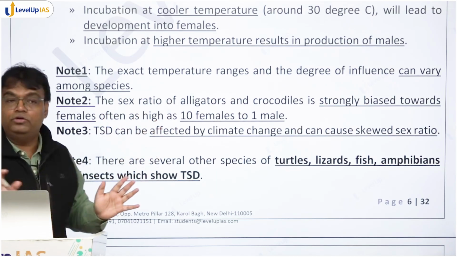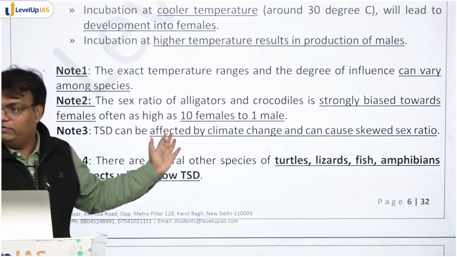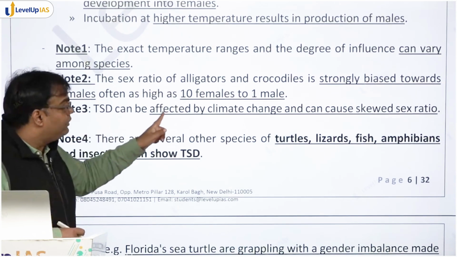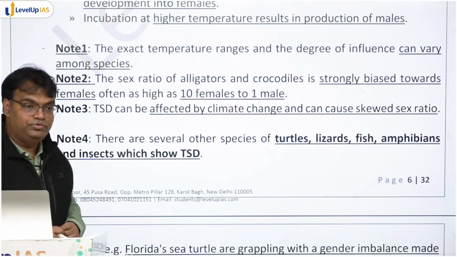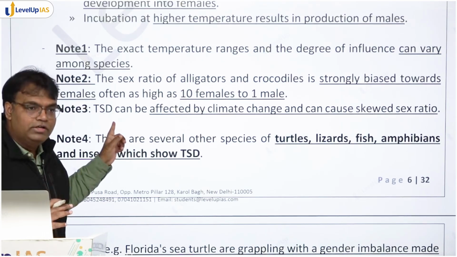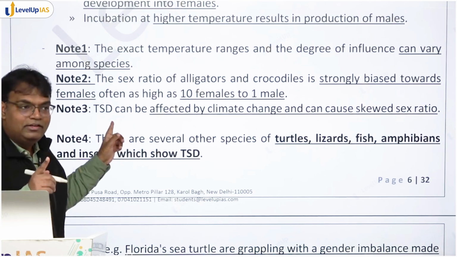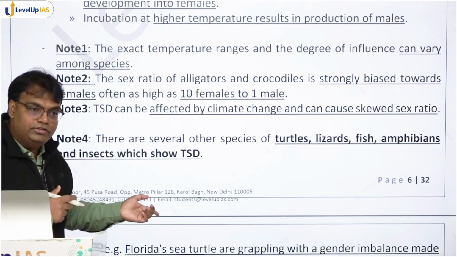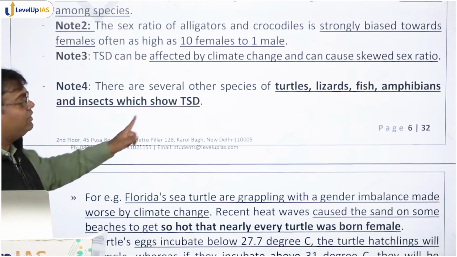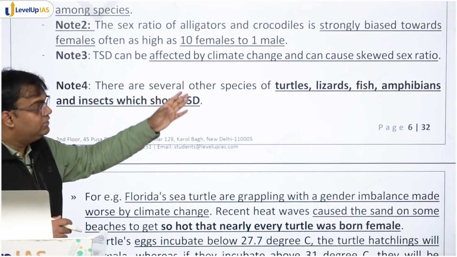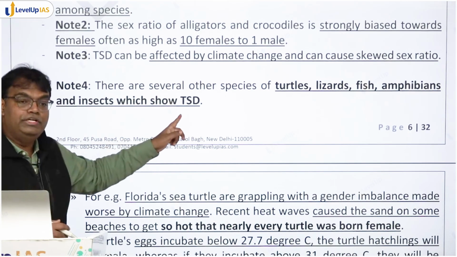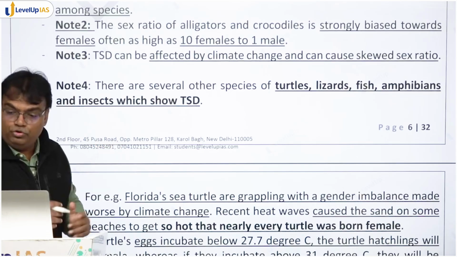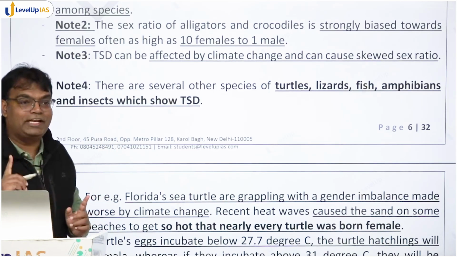So here the male doesn't have any difficulty finding a Valentine, right? When we see this sex ratio in nature, TSD can be affected by climate change and can cause skewed sex ratio. Temperature dependent sex determination, TSD, is what? So can climate change impact it? Can it negatively hamper the sexual or gender distribution in case of these species? Finally, there are several other species of turtles, lizards, fish, amphibians, and insects which show TSD, temperature dependent sex determination. So crocodiles are not the only species which show this characteristic, right?